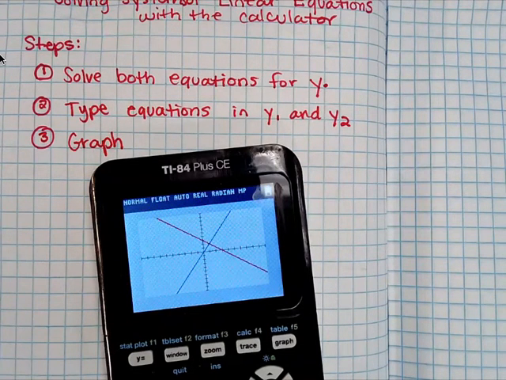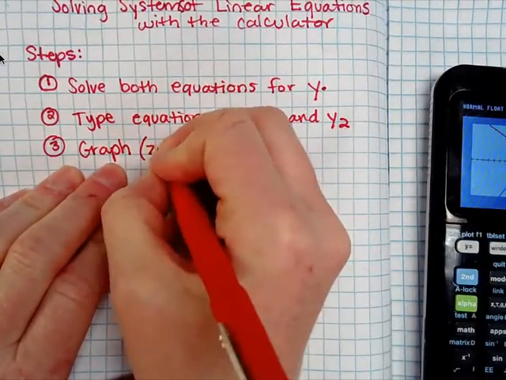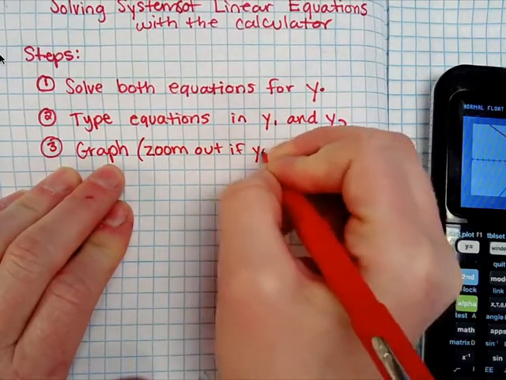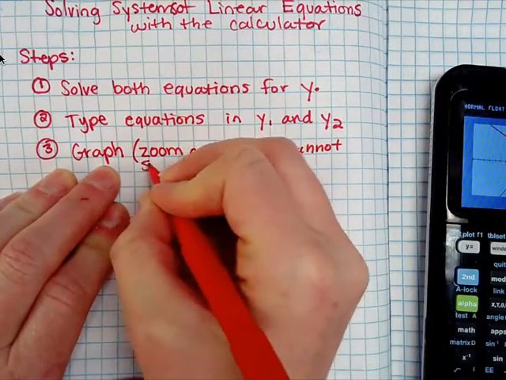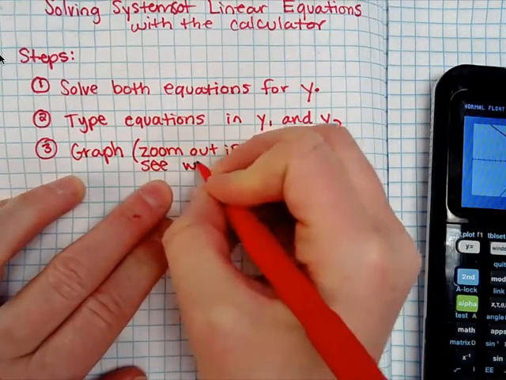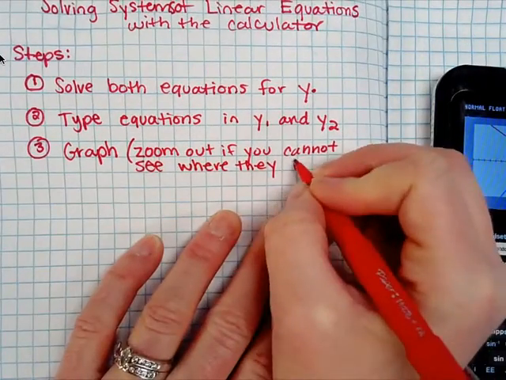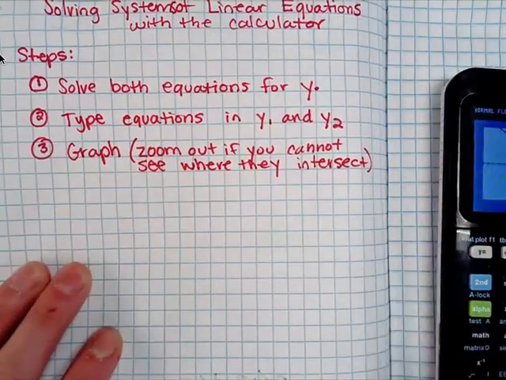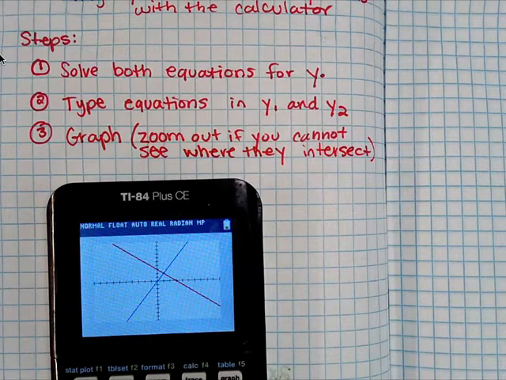On this one, we can see our 2 lines. We can see their intersection point. So in parentheses, I'm going to say zoom out if you cannot see where they intersect. So on this one, we can see it, so we don't have to do any zooming.